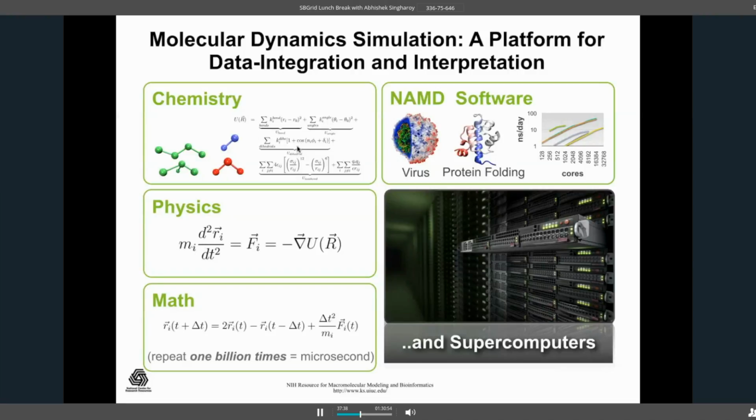So you have bond energies, you have energies for angles, you have energies for dihedrals, you have energies for electrostatic interactions and van der Waals interactions. So what you do is you take your molecule that's composed of a bunch of atoms, and the atoms are interacting using these potentials, this U of R potential. Then you solve basically Newton's equations of motion.